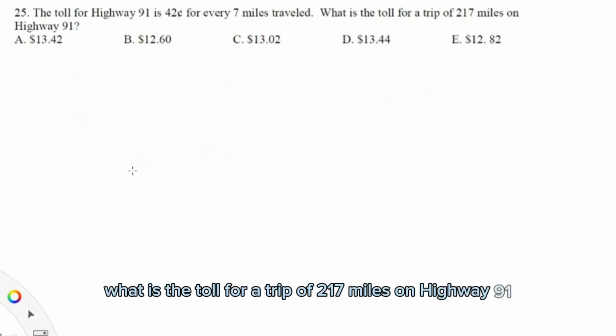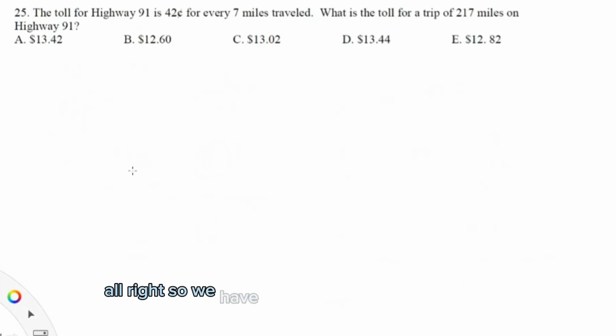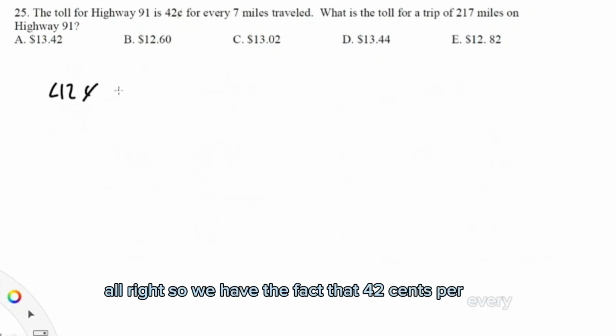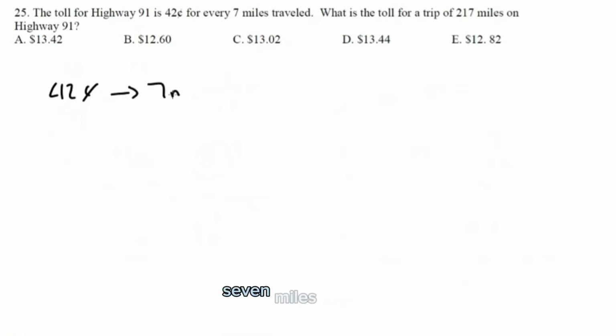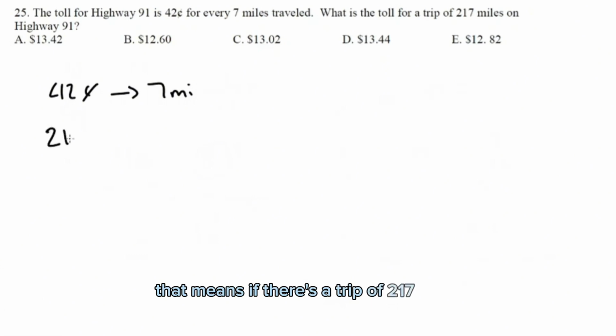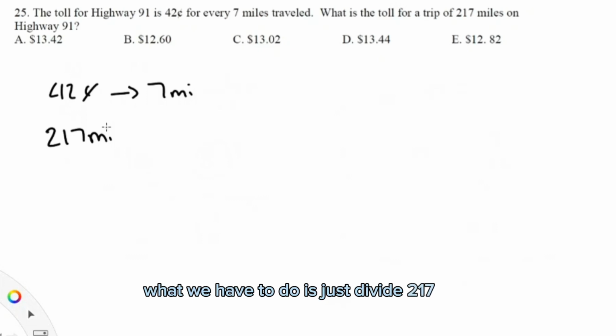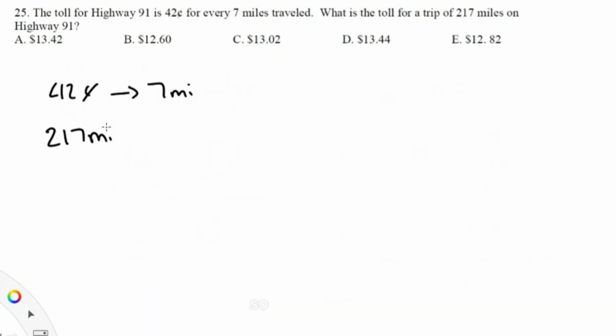Next, the toll for Highway 91 is 42 cents for every 7 miles traveled. What is the toll for a trip of 217 miles on Highway 91? Alright, so we have the fact that 42 cents per every 7 miles is the toll. That means if there's a trip of 217 miles, what we have to do is divide 217 by 7 and multiply the result of that by 42 cents. So let's do that.